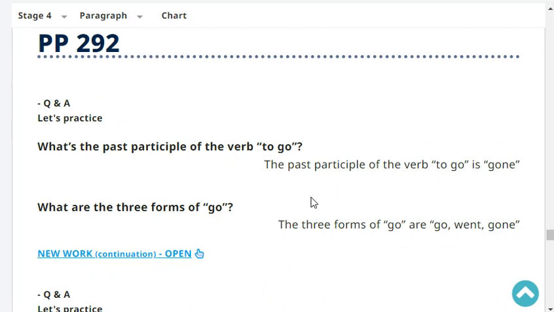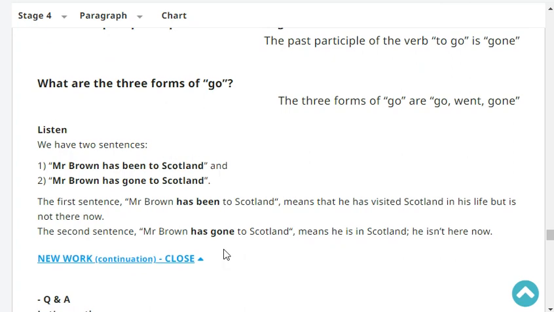Okay, let's practice. What's the past participle of the verb to go? The past participle of the verb to go is gone. What are the three forms of go? The three forms of go are go, went, gone. Very good.